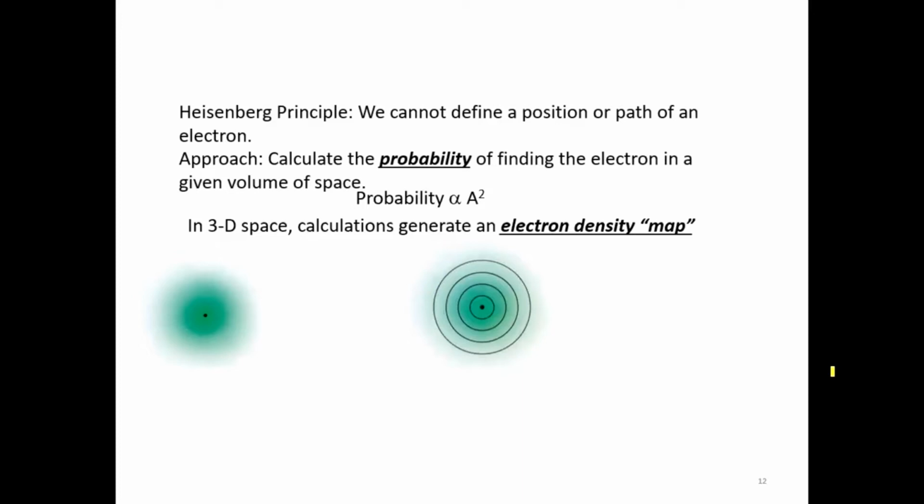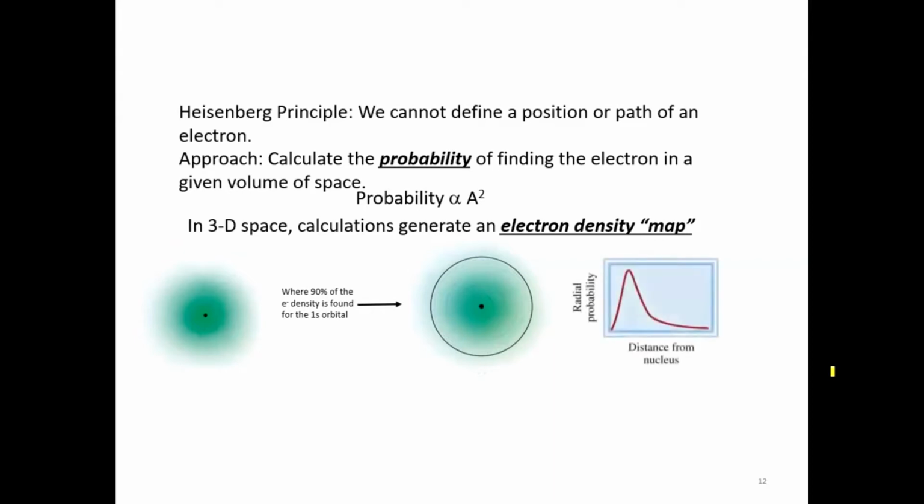Now, one of the approaches that I can take is I can take this cloud and kind of slice it up into kind of like onion slices and calculate what is the probability at each one of these slices, and then map out the probability with respect to the distance to the nucleus. All right. And then what I can do is I can wrap up what would be the region of space for this particular orbital, which is actually a 1s orbital, where there's 90% of the density of electrons, or 90% of the probability of finding this electron. And then I can draw a graph that looks like this. This is called the radial probability.